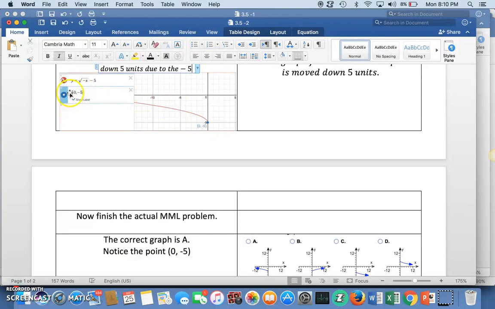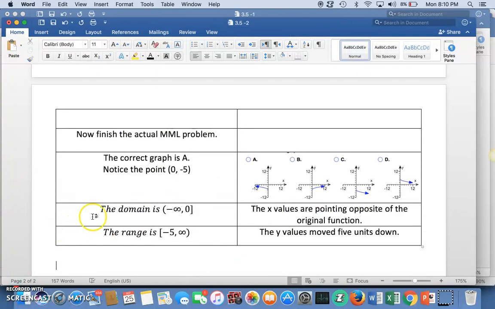It goes that way. So your x's are decreasing, but your y's are still increasing. And that's the reason the domain looks kind of backwards, starting at -infinity and going to 0, and the range is starting at -5 and going on to infinity.